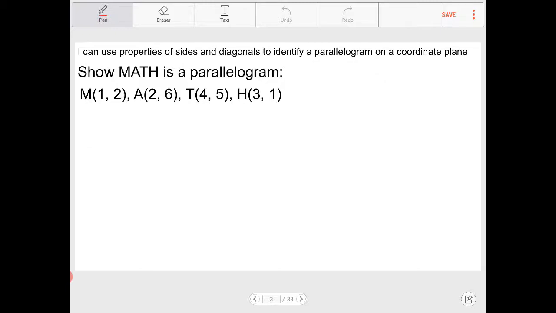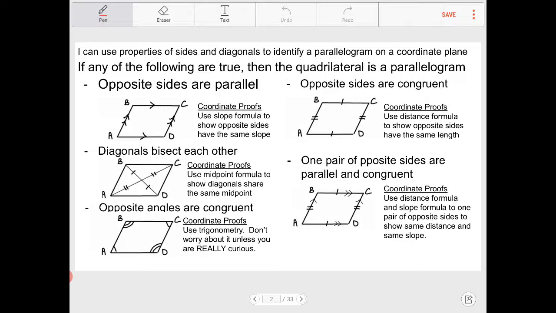Now it doesn't say what method to utilize, because we actually have 4 different methods to show whether or not a quadrilateral is a parallelogram, right? We're going to go through all 4 different ways: opposite sides parallel, opposite sides congruent, diagonals bisect, or one pair of sides parallel and congruent. We're going to go through all 4 of them with the same quadrilateral.